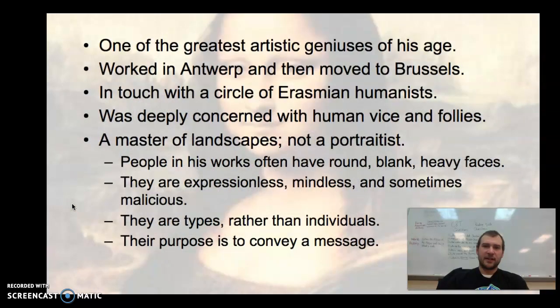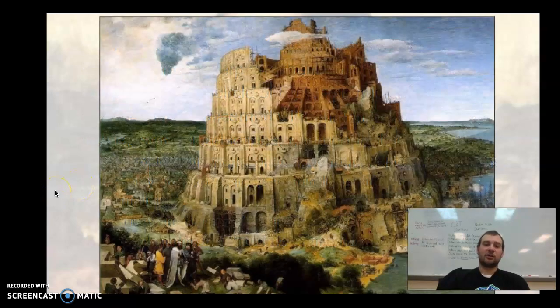All right, let's move on to Peter Brugel. Peter Brugel is one of the greatest artistic geniuses of his age. His is more landscapes, less portraits, so you're not going to have like the moneylender's wife or anything like that. It's going to be more focused on the individual. And probably one of his most famous ones is the Tower of Babel. Again, giant landscape. And again, this comes from the story in the Bible. You can look it up if you want. But Brugel, Tower of Babel will be on the quiz.